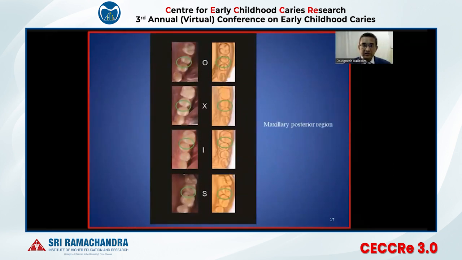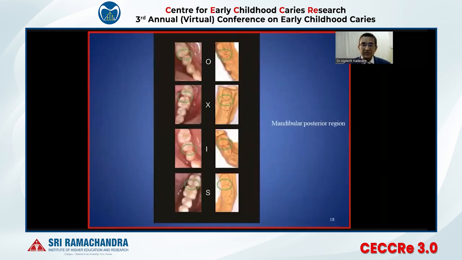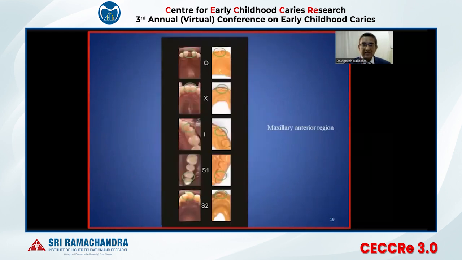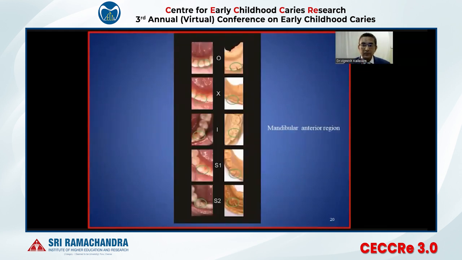Once again, just a brief summary of the various patterns. This is for the maxillary posterior dentition. We can see the O type of contact, and the X type of contact, wherein there is a point contact. A contact of greater than 1.5 millimeters was designated as I, and a curved contact was named as S. Similar representative images are shown in the mandibular posterior region and the mandibular anterior region, where the S alone was modified into S1 and S2.